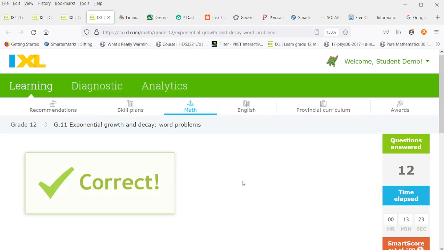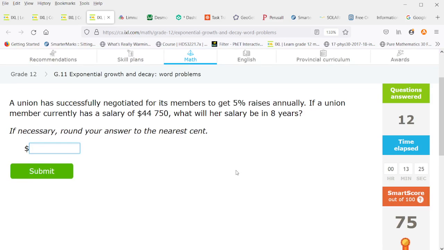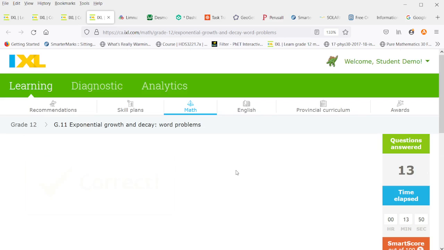20,418 grams. A union has successfully negotiated for its members to get 5% raises annually. So that's a current salary of $44,750. What will the salary be in 8 years? That's 1.05 exponent 8. So that's $66,116.13.